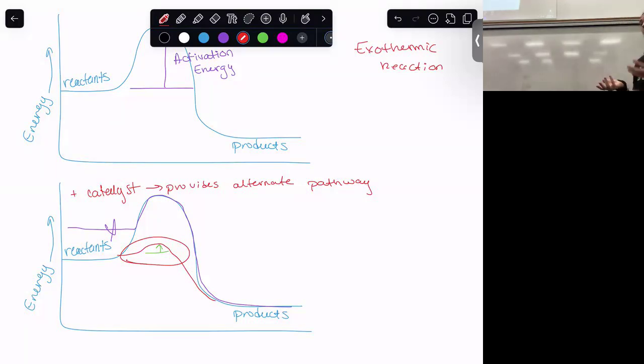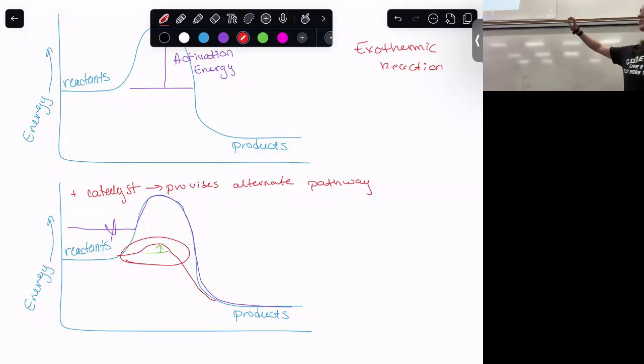Or if reactants was the start of the semester and products was the end of the semester with an A, you could take the blue one and you had to put a lot of effort in to get an A, or you could take the red one to put a little effort in to get an A. So the catalyst just provides an alternate route in order to do that.